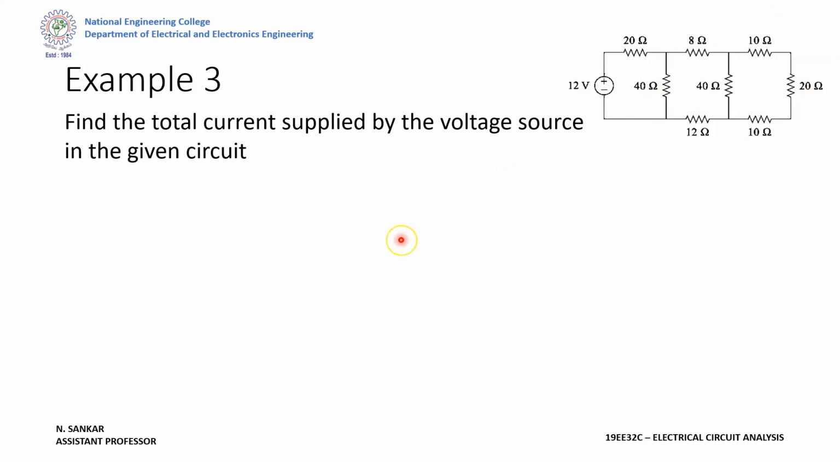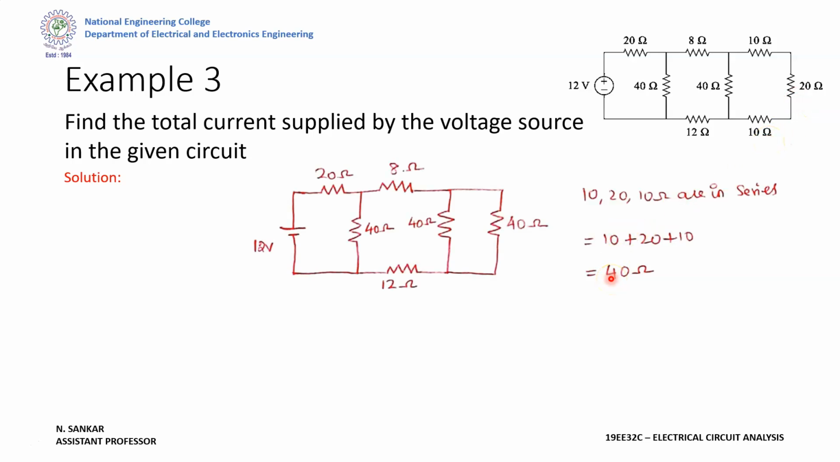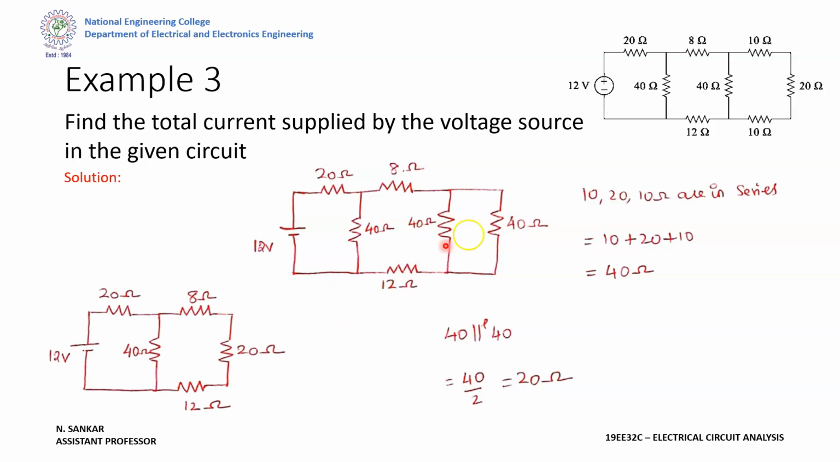As of now, we can go step by step. Okay, so first, 10 ohm, 20 ohm, 10 ohm are in series, so the value will be 40 ohm, which will be replaced like this. So these three resistors are replaced by 40 ohm here. Here 40 ohm and 40 ohm are in parallel. So I'm using the R by 2 formula, that is 40 by 2, which will be equal to 20. So again redraw the circuit like this. These two 40 ohms are replaced by 20 ohm.